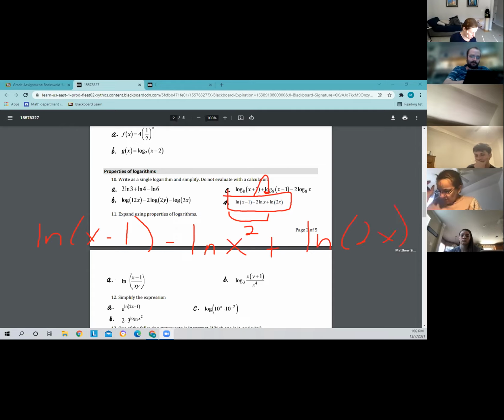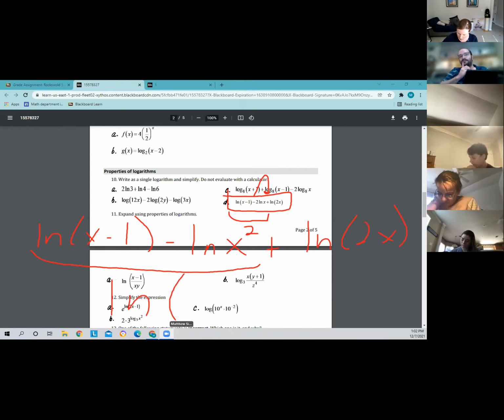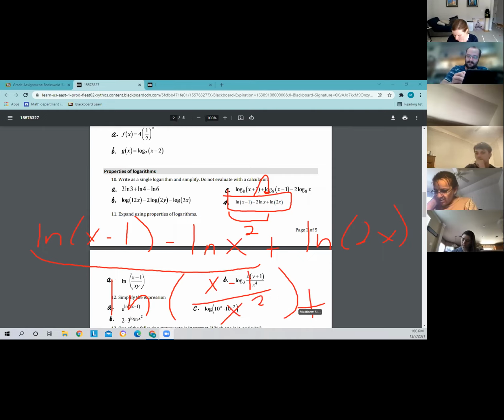So I'm looking at these two. This is going to give me ln of what? ln of x minus 1 over x squared. I can combine these two because it's subtraction on the outside, so it's division on the inside. x minus 1 over x squared. And I still have that plus ln of 2x happening here.